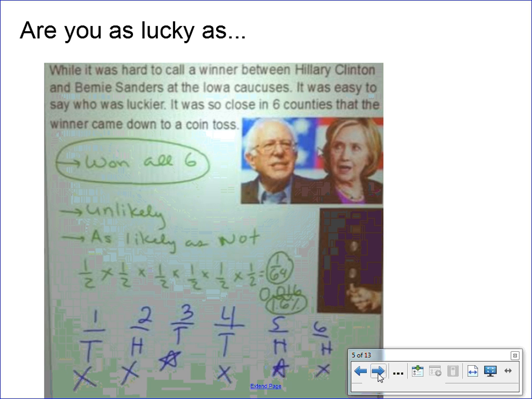So, it's something we just heard on the radio on the way. I didn't even realize that Hillary Clinton won by 6 consecutive coin tosses. And so we'll put up this question: are you as lucky as? And the kids had to figure out the probability.